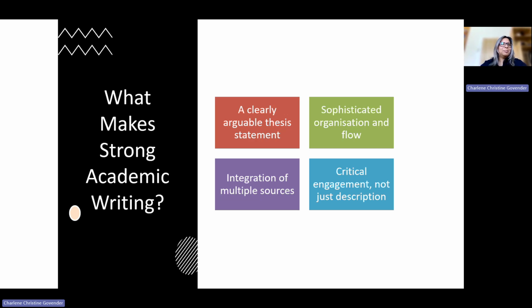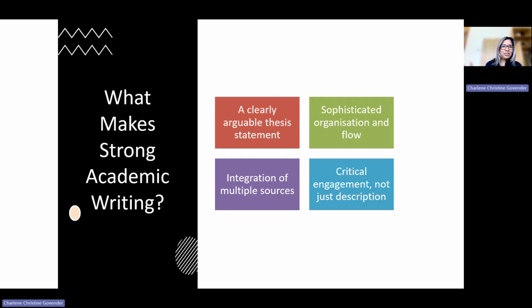Okay, so what makes strong academic writing? I'm sure you've heard this ad nauseam from your lecturers, but let's get into it one more time. At this stage, your thesis should be arguable and situated within a wider debate. If you remember, we looked at academic voice and how not just to present facts, but also a well-rounded version of understanding the topic. So this is what we're going to focus on today.